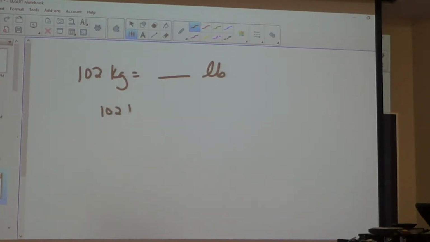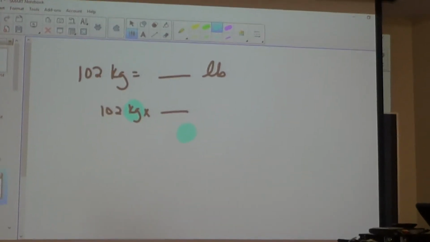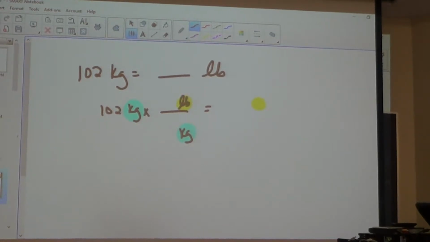So, we multiply by the something. What units go on the bottom? Pounds. Whatever you're given goes on the bottom. Whatever you're trying to find goes on the top. So, kg is going to go on the bottom, lb is going to go on the top.